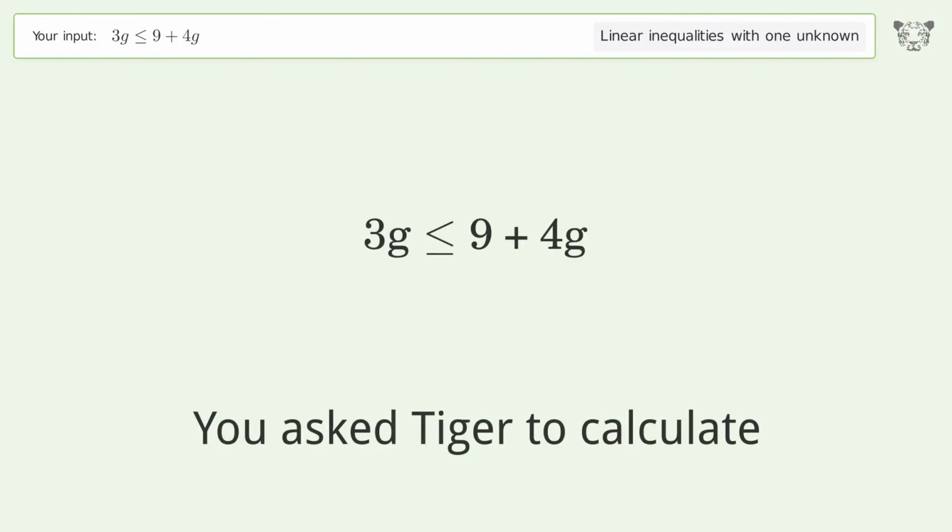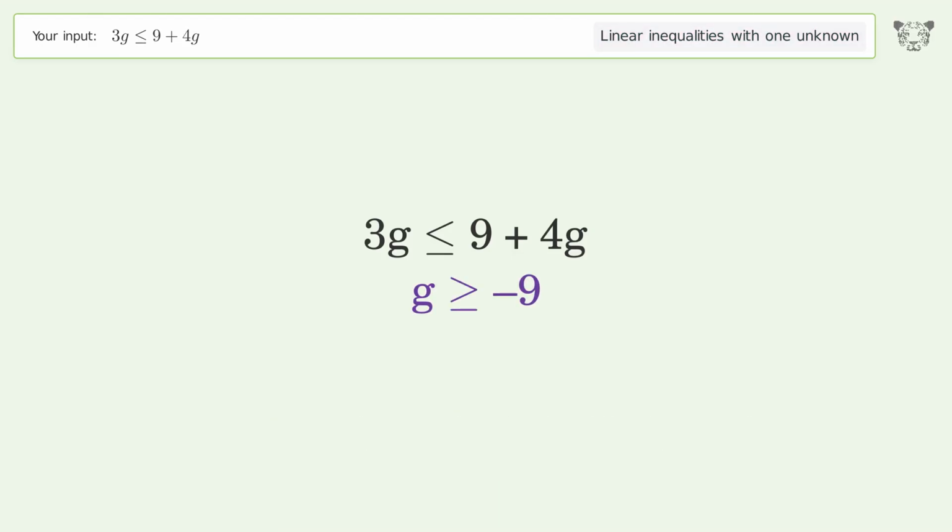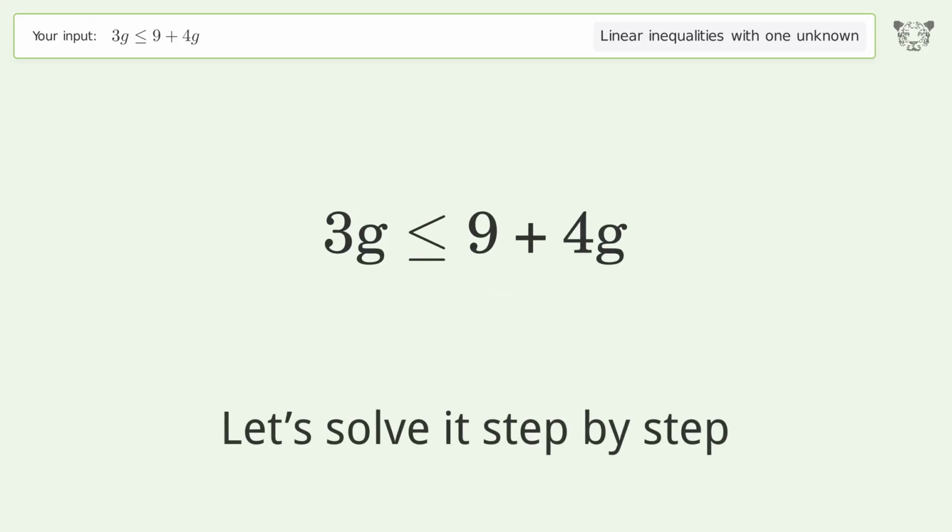You ask Tiger to calculate. This deals with linear inequalities with one unknown. The final result is g equal or greater than -9. Let's solve it step by step.